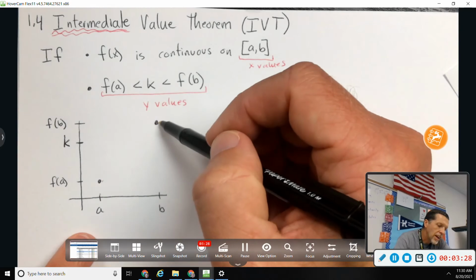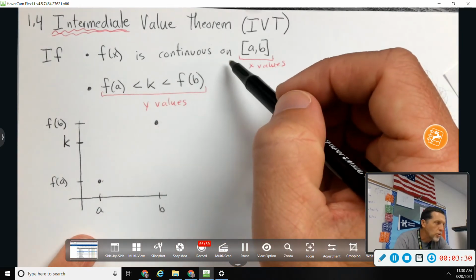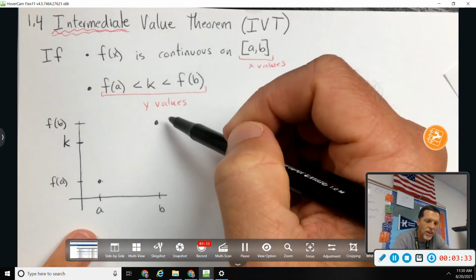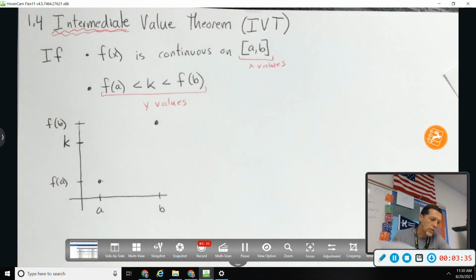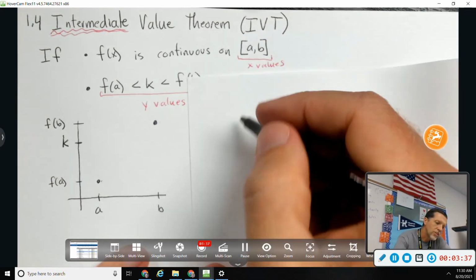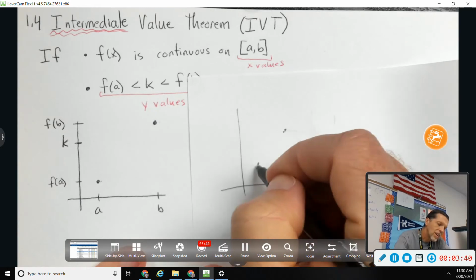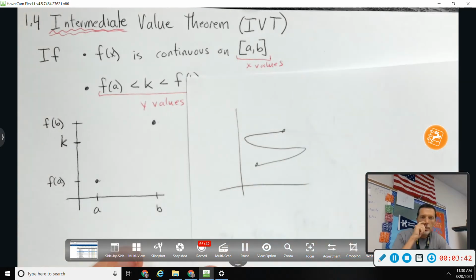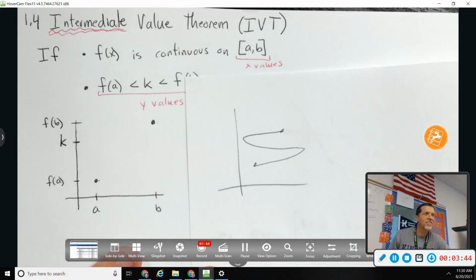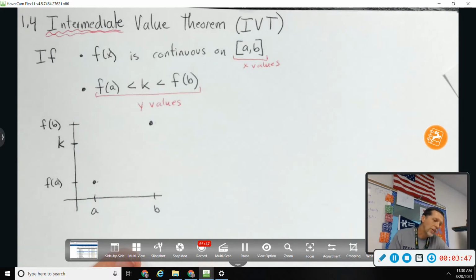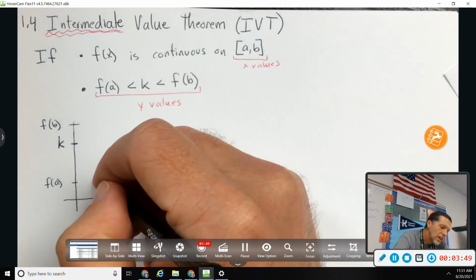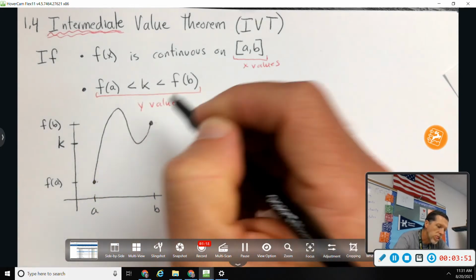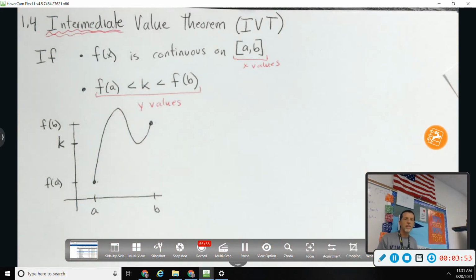Now I just need to connect A and B with a continuous graph. It doesn't matter what I sketch in there, as long as it's continuous. It also needs to be a function, right? So you can't do this. That's continuous, but it's not a function. So don't do that. But however you want to get from A to B, it doesn't really matter what it looks like, as long as it's a function and as long as it's continuous.